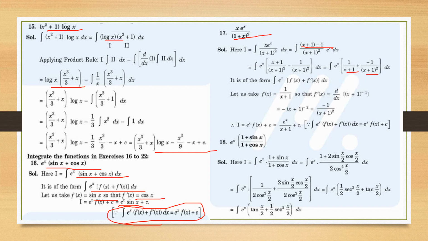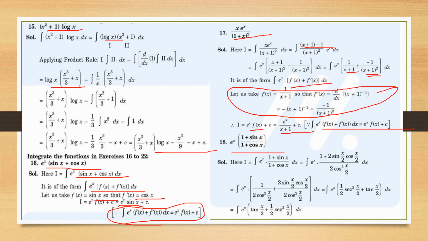Now this is my fx, and see the derivative of x plus 1 raised to power minus 1 is minus 1 upon x plus 1 raised to power minus 2, which can be written as minus 1 upon x plus 1 whole square. So it is fx plus f dash x. So write this formula, and who is fx here? This is all explanation of what is the derivative. Okay, so it is e raised to power x, fx here is 1 upon x plus 1 plus c. Number 18 is e raised to power x 1 plus sin x upon 1 plus cos x.